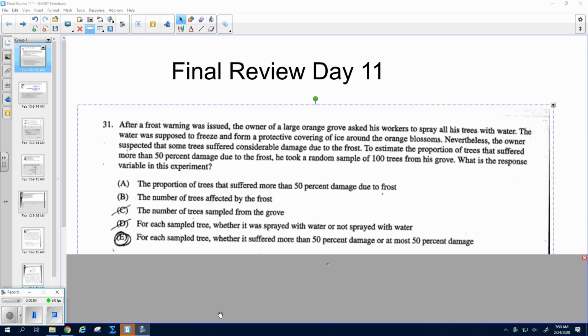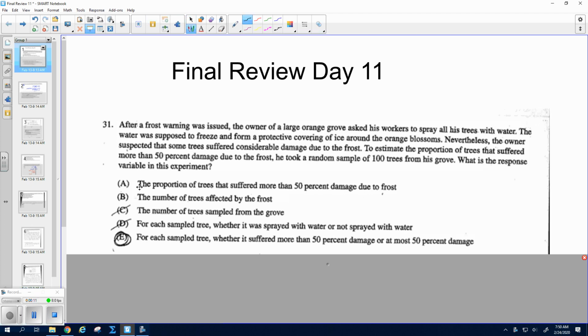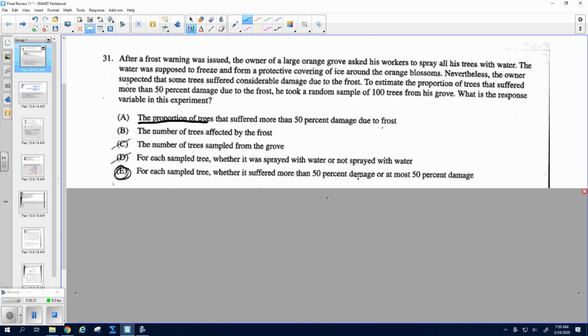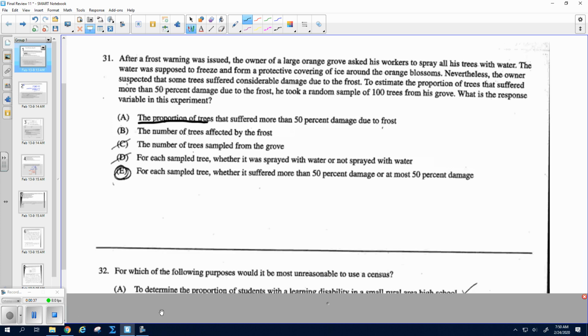All right, you guys, so number 31, we're looking for what the response variable is, and the first one is kind of talking more about what we're actually trying to find, the true proportion of trees that suffered more than 50% damage due to frost. B says the number of trees affected by the frost. C says the number of trees sampled from the grove. Those are not the response variable. We want to look at each sampled tree and whether it suffered more than 50% damage or at most 50% damage. So the correct answer is E.